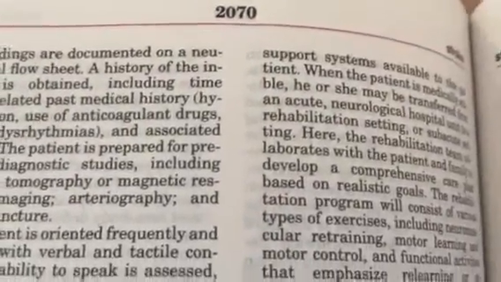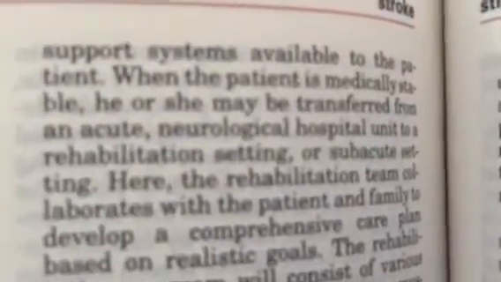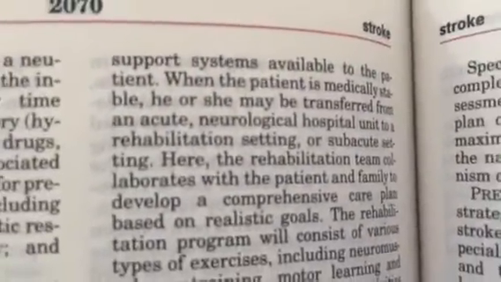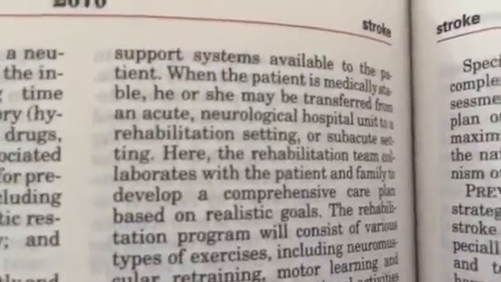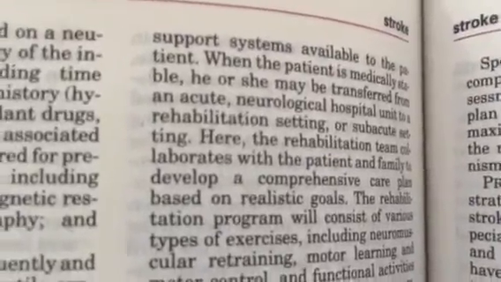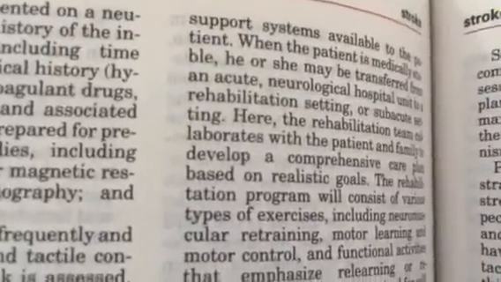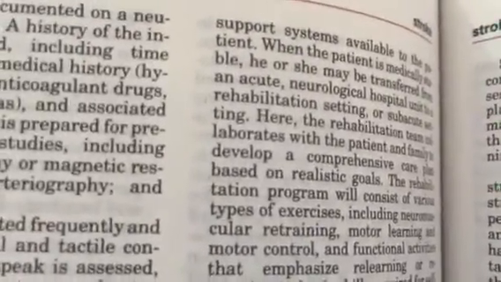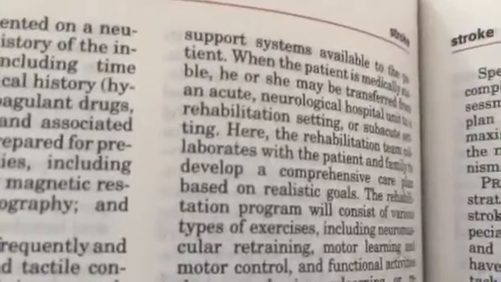When the patient is medically stable, he or she may be transferred from an acute neurological hospital unit to a rehabilitation setting or subacute setting. Here, the rehabilitation team collaborates with the patient and family to develop a comprehensive care plan based on realistic goals.